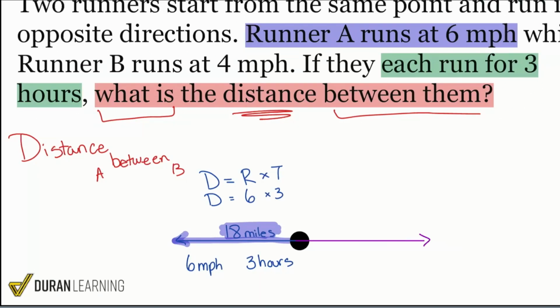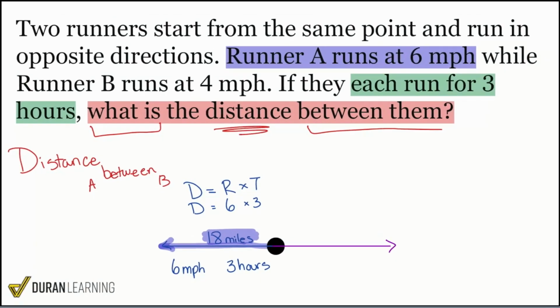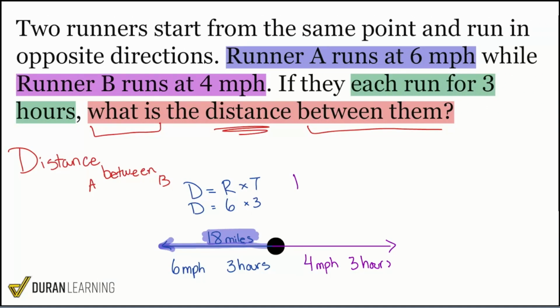Okay, everybody. Now let's talk about runner B. Runner B's information is listed right here. Runner B runs at 4 miles an hour, and again, still runs for 3 hours. So let's write that down. We have 4 miles an hour going for 3 hours. Let's go ahead and use our distance, rate, time formula. Distance equals rate times time. Everybody, what two numbers am I going to be multiplying together? That's going to be 4 times 3. Sounds good. And so 4 times 3 gives us what, everyone? Yeah, that's going to be 12 miles.